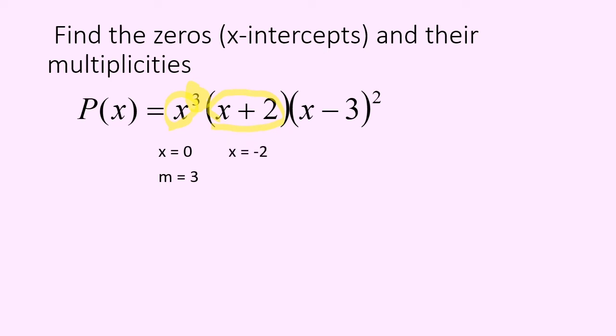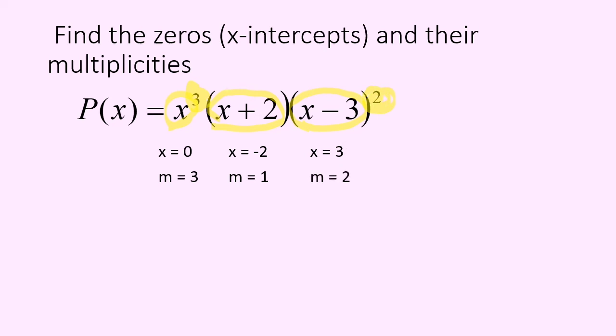And there is no exponent here, so that has a multiplicity of 1. Here you can predict what's going to happen. This is going to give me 0. So if I put x minus 3 equals 0, that means I get x equals 3. And because we have a 2 up here in the exponent, it has a multiplicity of 2.